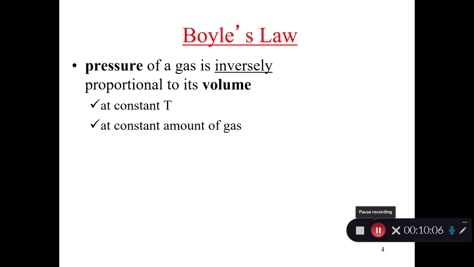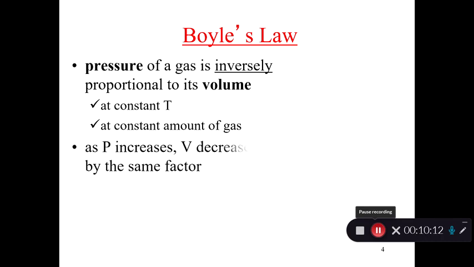Pressure is inversely proportional to its volume. It means if pressure increases, volume decreases, and vice versa. So if we are going to write a formula for this relationship, we should say P1V1 is equal to P2V2. We call this relationship Boyle's law. Boyle's law means the relationship between pressure and volume.